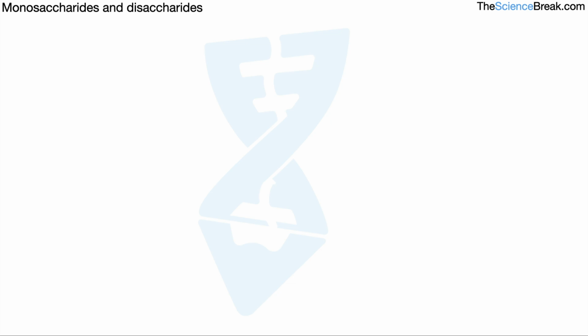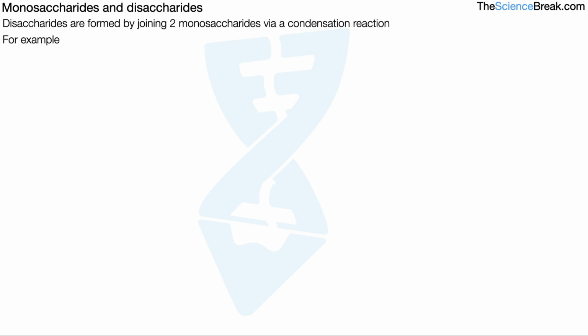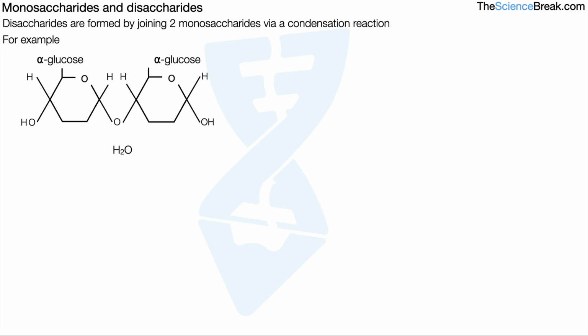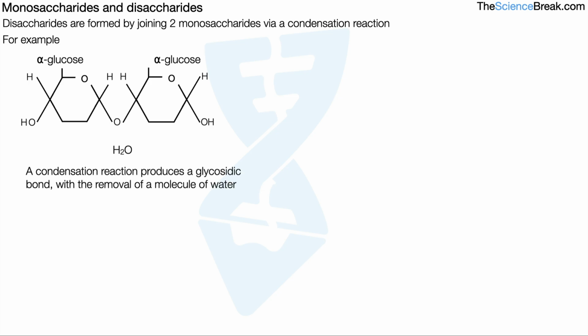Monosaccharides and disaccharides. Disaccharides are formed by joining 2 monosaccharides via a condensation reaction. For example, here we have an alpha glucose molecule, and next to it we have another alpha glucose molecule. We can have a condensation reaction between these 2. Remember, that involves the removal of a molecule of water. So there's our molecule of water removed from the structures there, and we have the formation of a bond. A condensation reaction produces a glycosidic bond with the removal of a molecule of water.